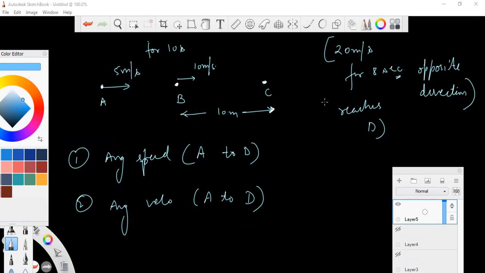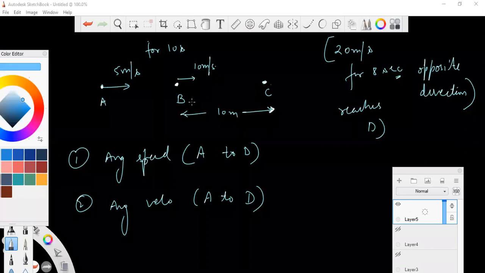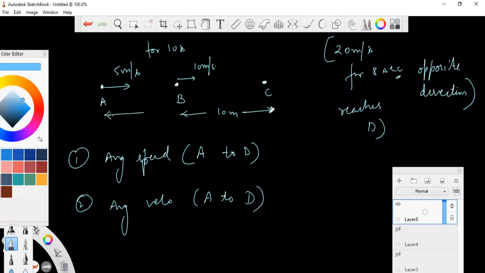Point D is left of A. Okay. What is this AB distance? Have you calculated it? 50 meters. Yeah, AB is 50, BC is 10.